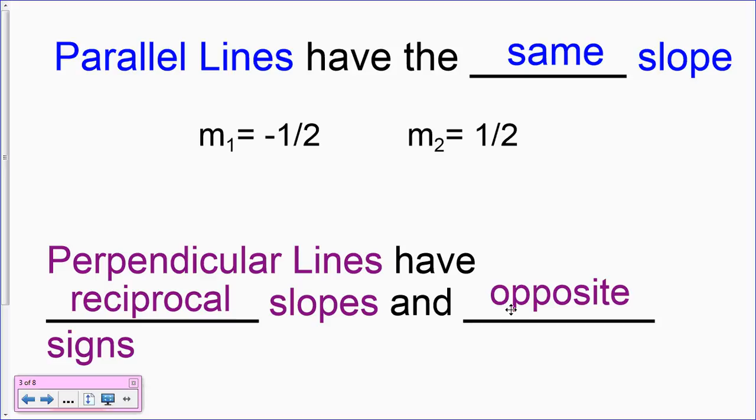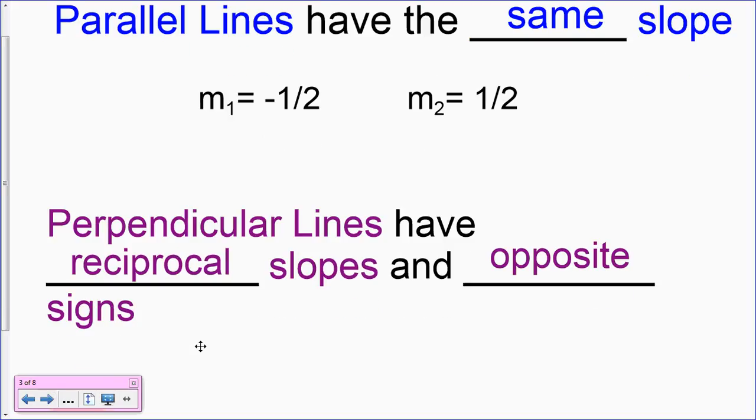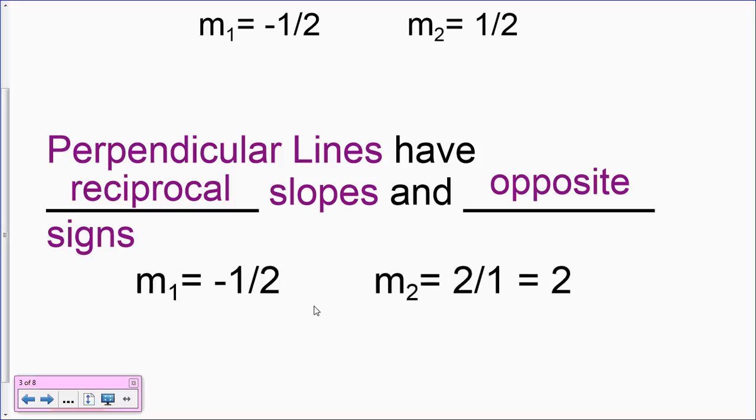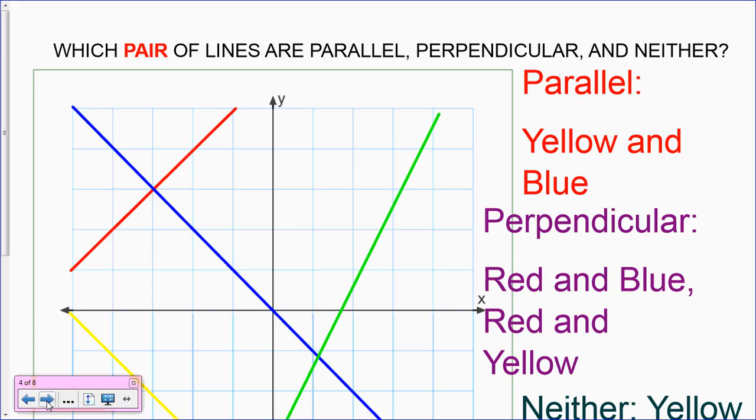and opposite signs. So not only is it going to be flipped, but it's also going to be the exact opposite sign. Okay? Because if you think about two lines crossing, one's going to be positive, one has to be negative, the way it's drawn out. Okay? And it's falling at the same rate, but in the opposite direction. If that makes sense. But here's what it looks like. Okay? Negative 1/2. You flip that over, you get negative 2/1. Change the sign, you get 2. Okay? So, that's what we're mostly talking about.